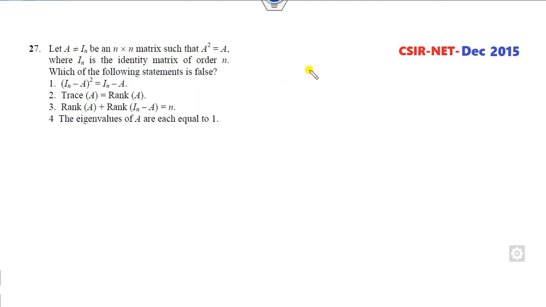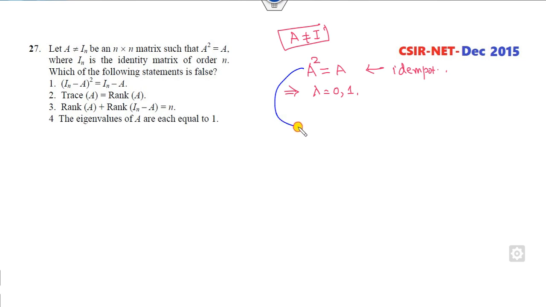Okay, A cross A, A square is A. Now in this case, it is given that A is not equal to the identity matrix. We usually take A as the identity matrix, but the examiner is very sharp. They consider A as not being the identity. So this is my idempotent matrix. Then what are the eigenvalues of this? 0, 1. But I already told you the shortcut tips: whenever there is an idempotent matrix, trace of A is nothing but the rank of A. Also, I told you that trace of I minus A is the same as the rank of I minus A. So which of the following is false? This is my true statement.